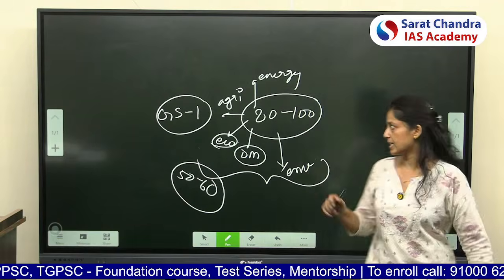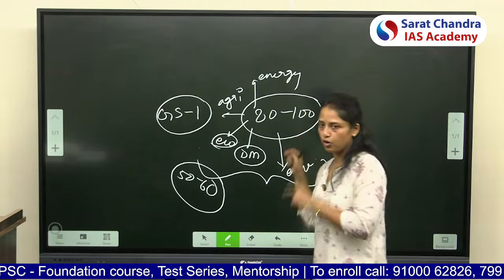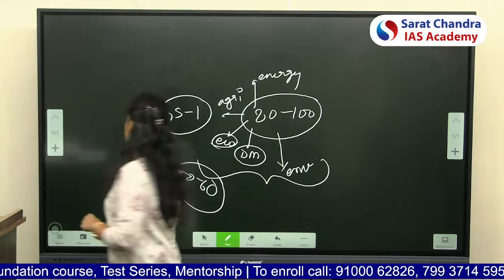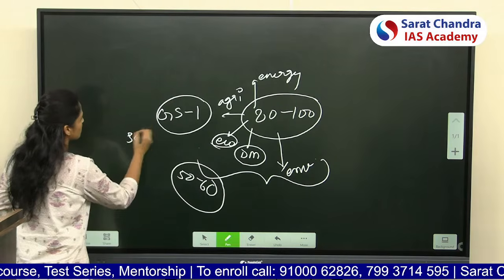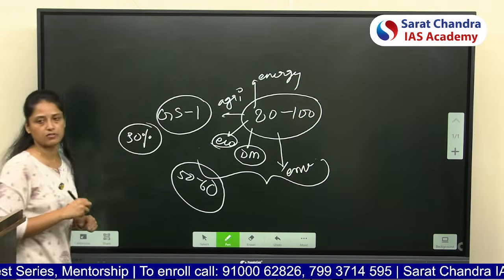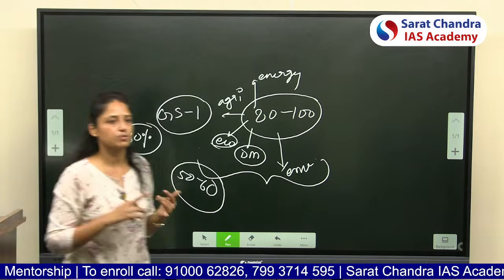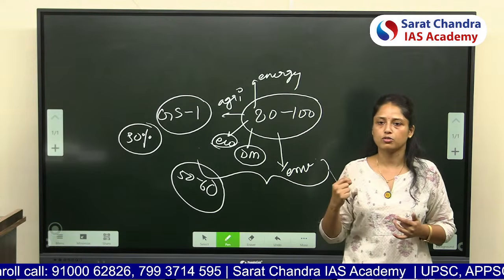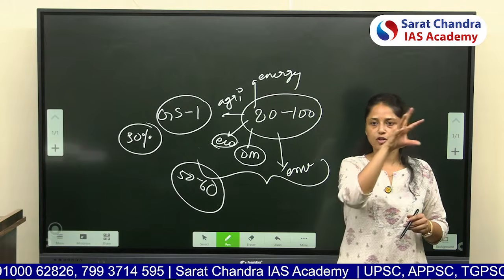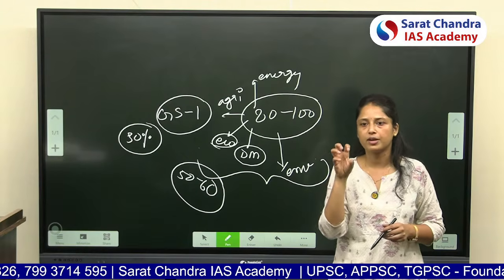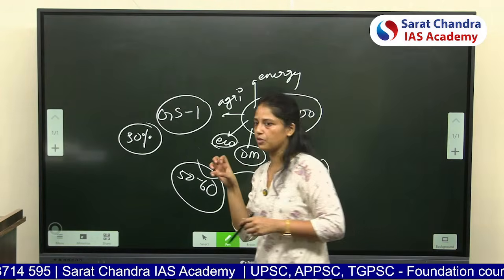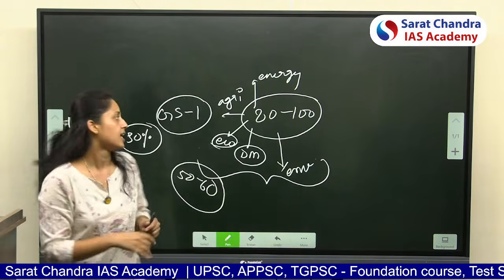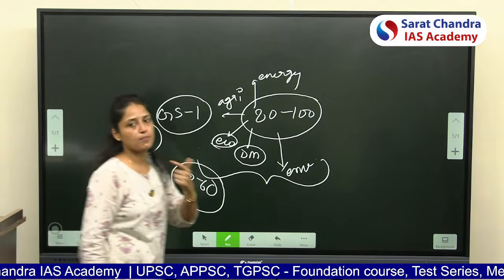Next important thing is, if you prepare geography holistically, then I would say around 30% of the syllabus you can easily cover, because here you are covering GS paper 1, and you are also covering an important part of GS paper 3, because in GS paper 3 you will take some part of economy, some part of environment, some part of disaster management.